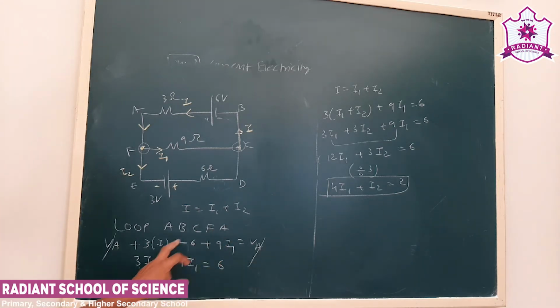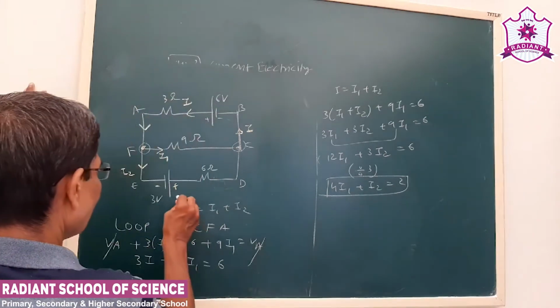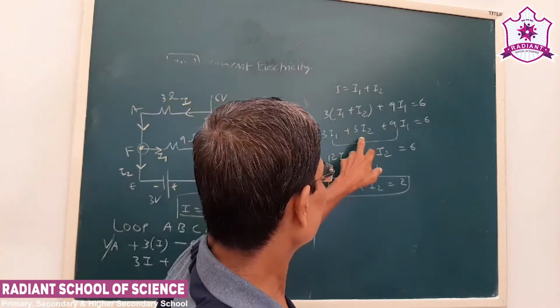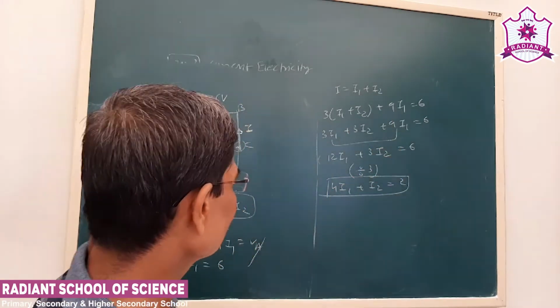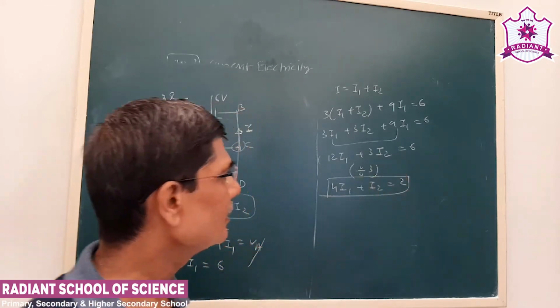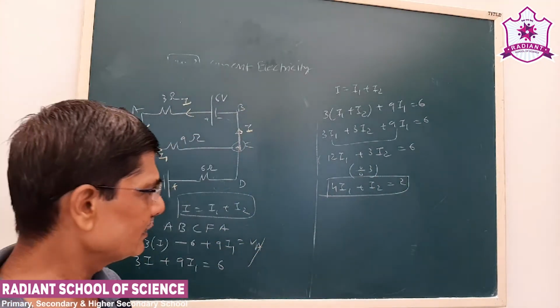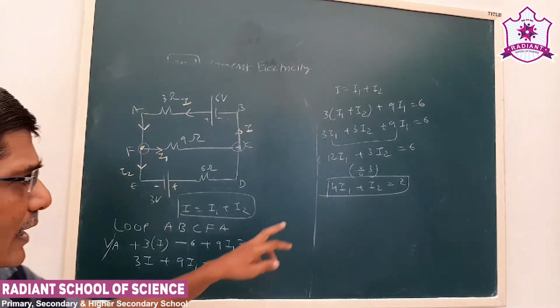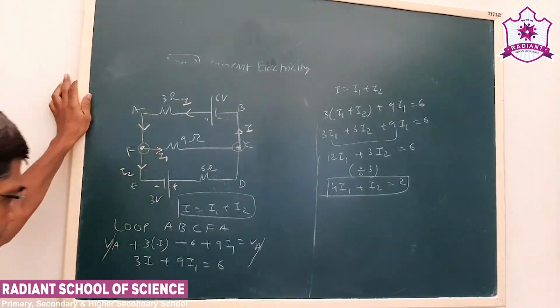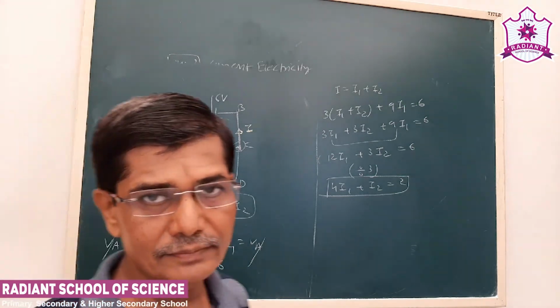Now I is equal to I1 plus I2, that is at a junction. So 3I1 plus 3I2 plus 9I1 is 6. So we can say 3 plus 9 is 12I1 plus 3I2 is 6. All are multiples of 3, so we divide by 3. So 4I1 plus I2 is 2.